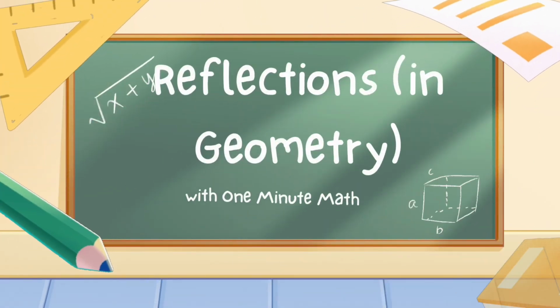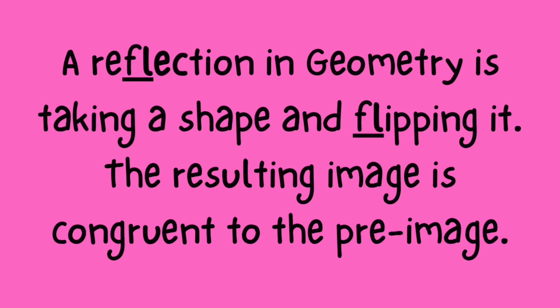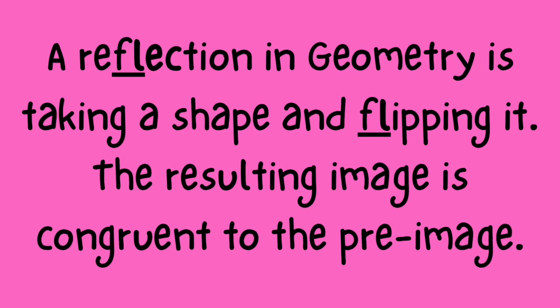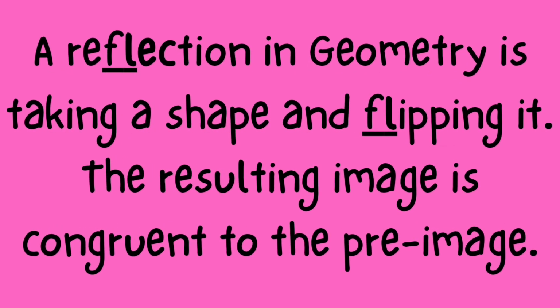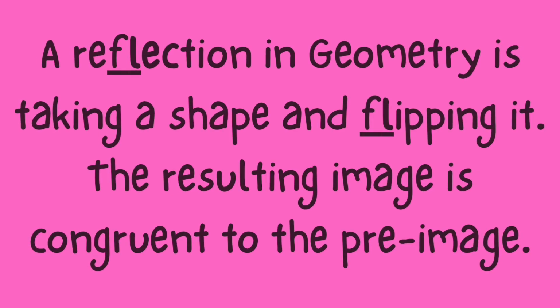Today we're talking about reflections in geometry. A reflection is taking a shape and flipping it. The resulting image is congruent, which means same shape, same size to the pre-image.